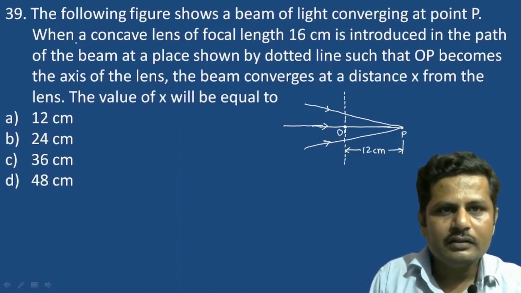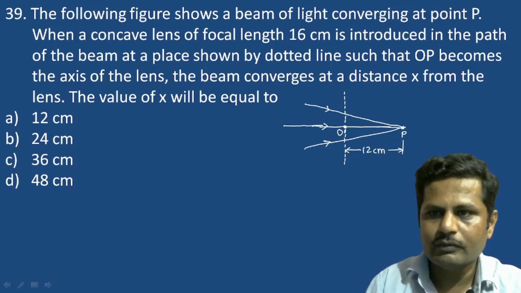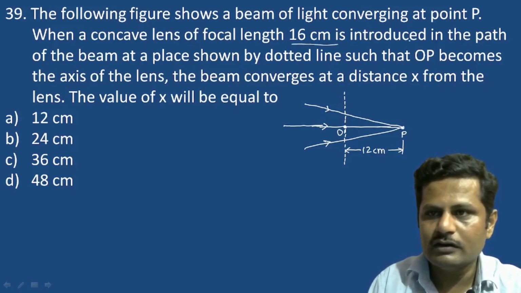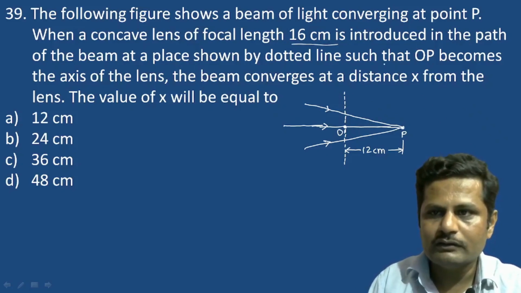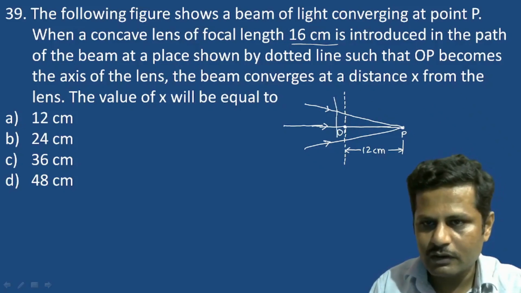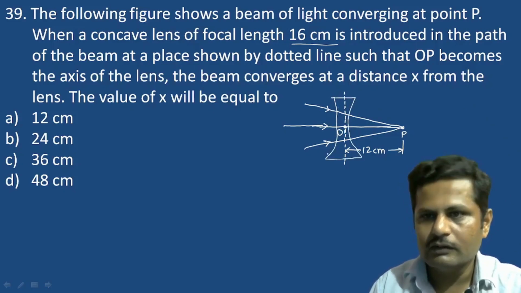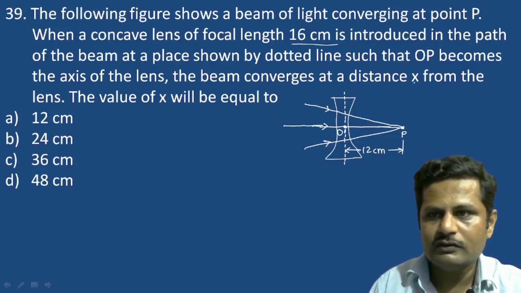That is, the following figure shows a beam of light converging at point P. When a concave lens of focal length 16 cm is introduced in the path of the beam at a place shown by the dotted line, such that OP becomes the axis of the lens. There we are going to place one concave lens of focal length 16 cm.